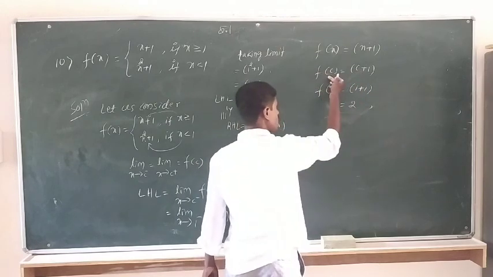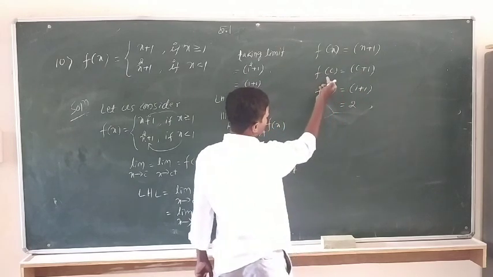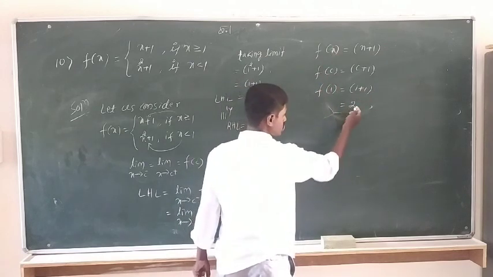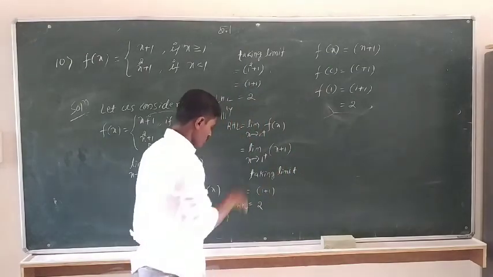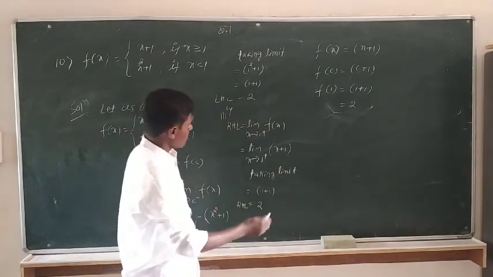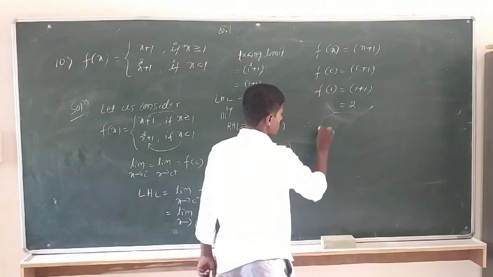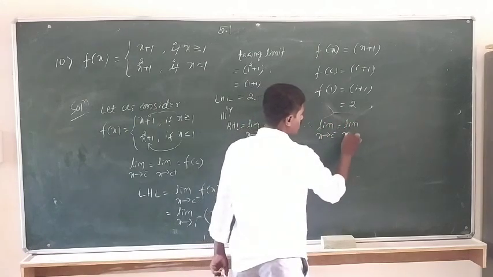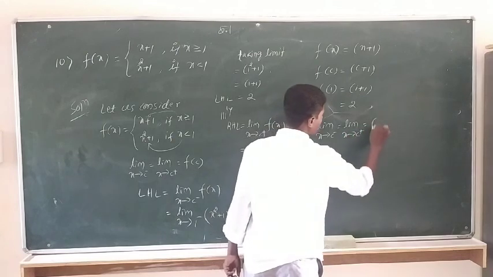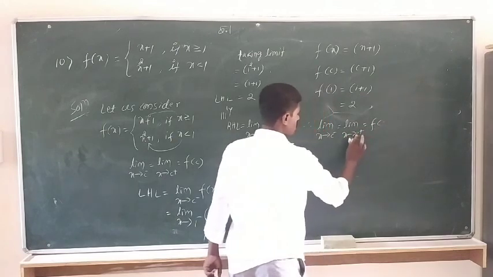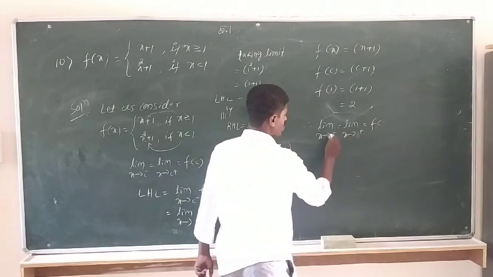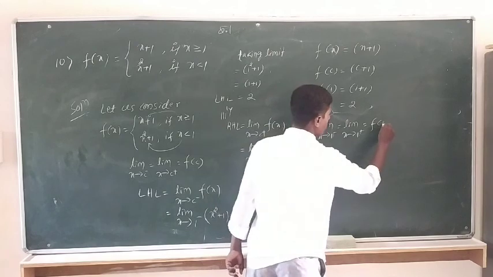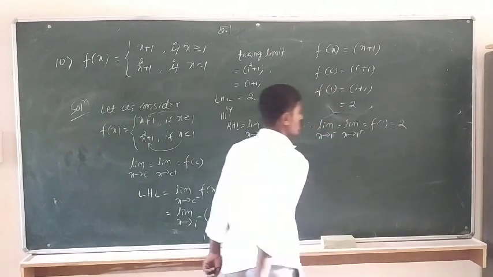It is not necessary to write this. I have written it here for your better understanding, so that when you put x equals 1 here, you get 1 plus 1, which is 2. So in all three cases the result is 2. Hence the limit as x tends to c minus equals the limit as x tends to c plus equals f of c, that is the limit as x tends to 1 minus, the limit as x tends to 1 plus, and f of 1 are equal in all three cases.